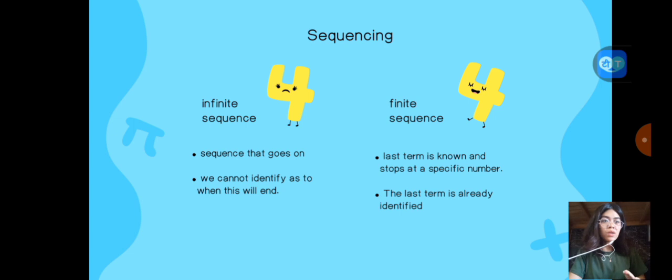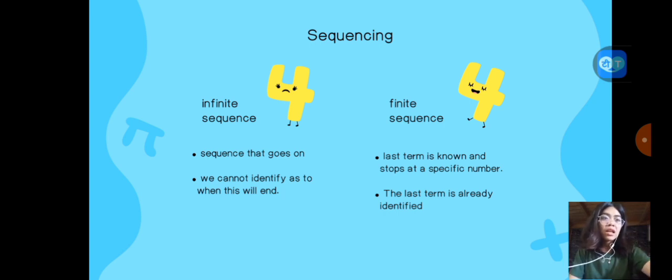A finite sequence is the opposite of an infinite sequence. Why is that? Because in a finite sequence, the last term is already specified, or we already know what the last term is. As you can see in the definition, the last term is known and it stops at a specific number. So we already know when it stops and what the specific number is. As to an infinite sequence, the last number is still unknown and it is continuous. In the finite sequence, the last term is already identified.